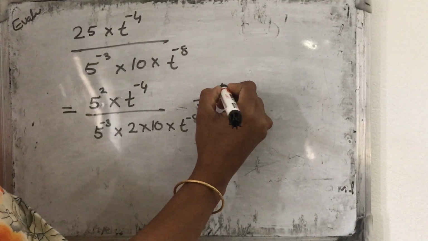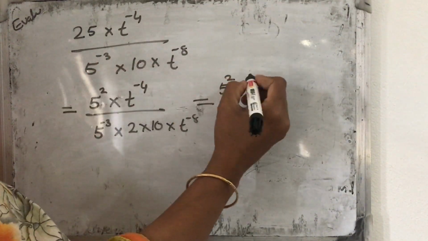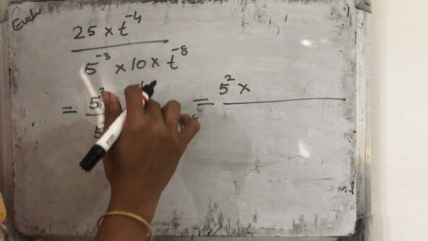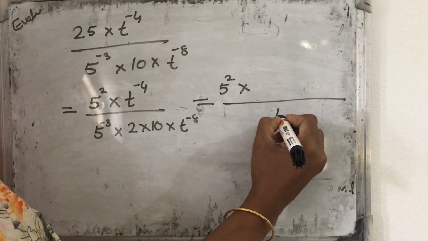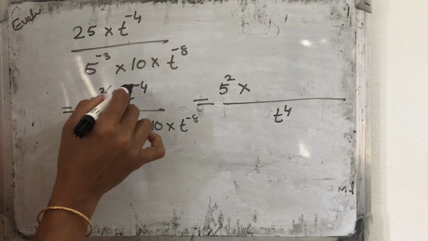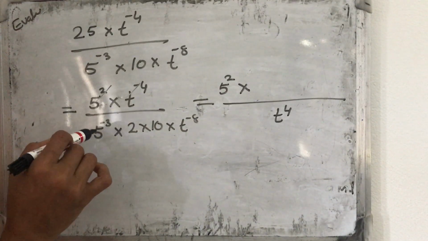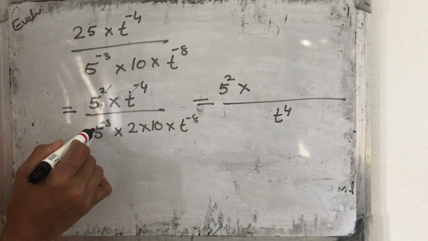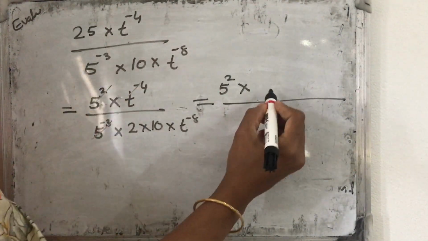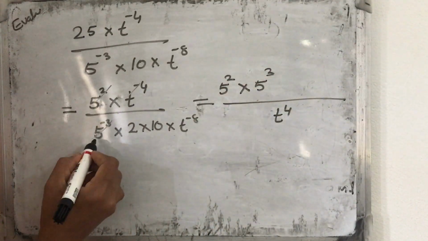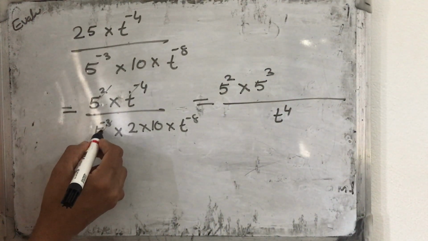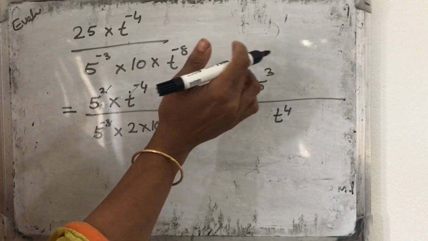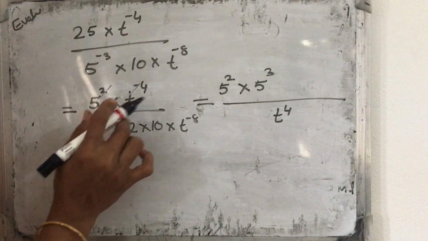So 5 square we can write as the same 5 square because it is positive. Now 10 raised to minus 4, when we move it to the denominator, it will be 10 raised to 4. Now here it is 5 raised to minus 3. To convert this into a positive exponent, we move it to the numerator part, so we can write it as 5 cube. 5 raised to minus 3 moves to the numerator to become a positive power. So these three terms we already wrote.